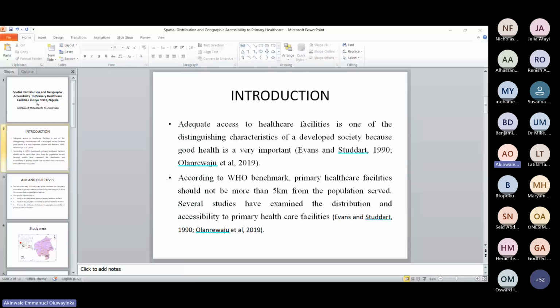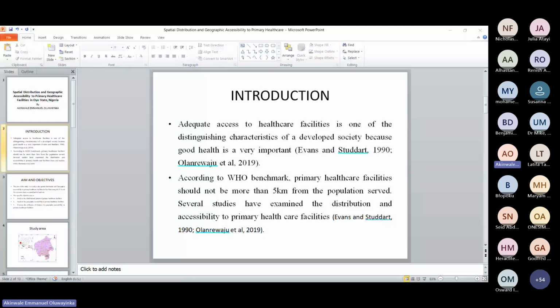And this is the methodology. The data used include the health data, which was derived from the Oyo State Ministry of Health, and the population data, which was gotten from the National Population Census. The population was projected to 2022. And this is the formula which was used in determining the geographic accessibility to the healthcare facility.